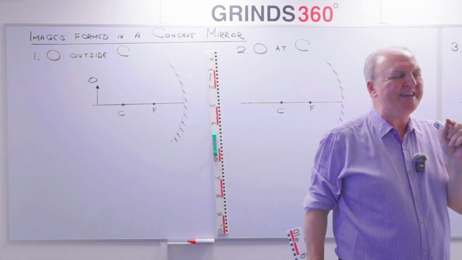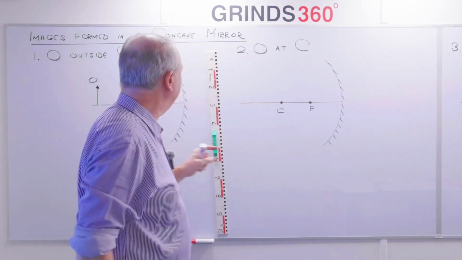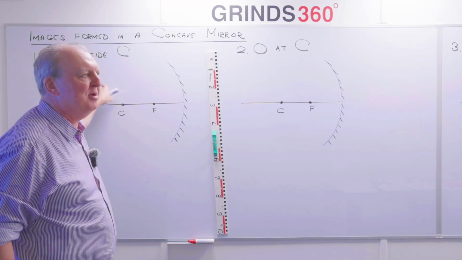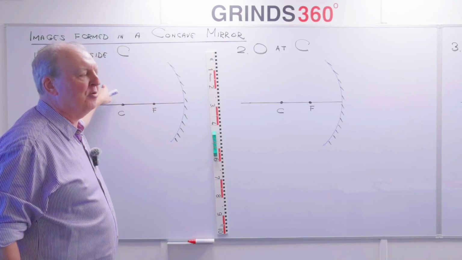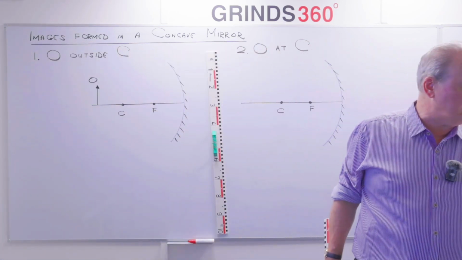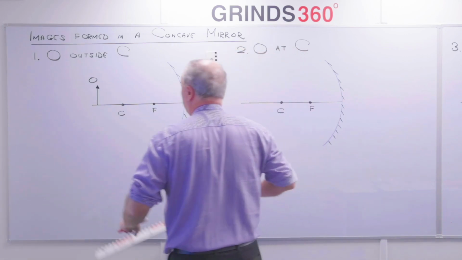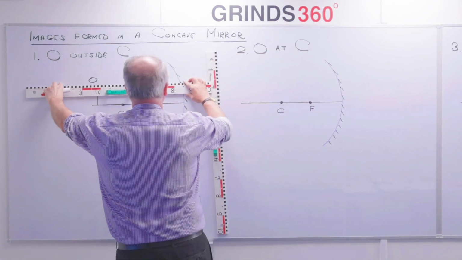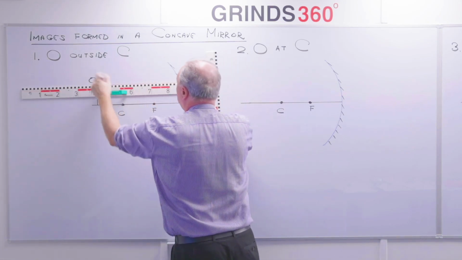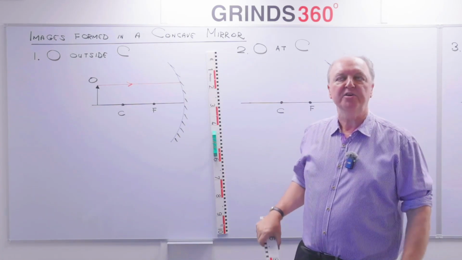So I want to form an image of that object. Well, I'm just going to form the image of the tip of the arrow. I want to find out where the tip of the arrow finishes up, and then all the other points will follow behind that. So, this is my first construction ray: a ray of light from the tip of the arrow, parallel to the principal axis. Where does it go? It gets reflected through the focus.